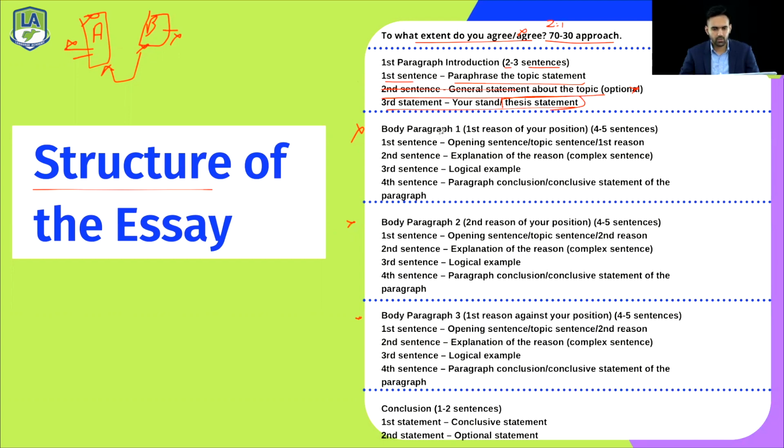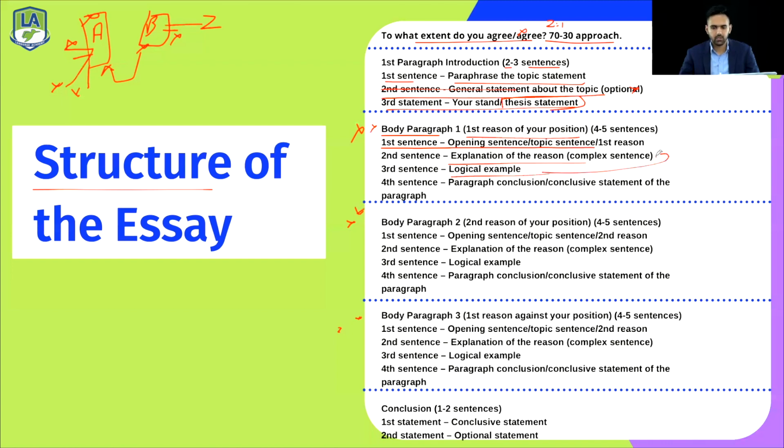Body paragraph one, first reason of your position. Let's say you are saying I agree with A because of X. So you'll be explaining X over here. Another reason is Y. You'll be explaining Y over here. And for B, you've got one reason, which is Z. You'll be explaining Z over here. In body paragraph one, you will open or present your first reason. You'll explain that reason. You'll give an example to that reason.